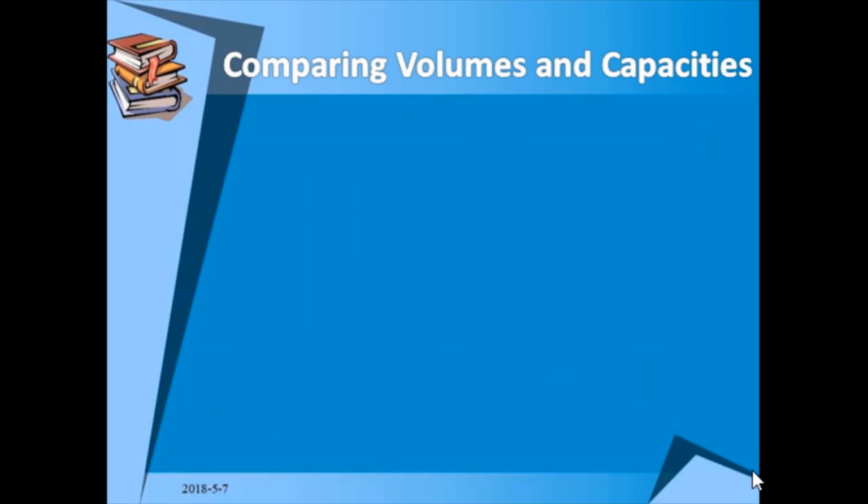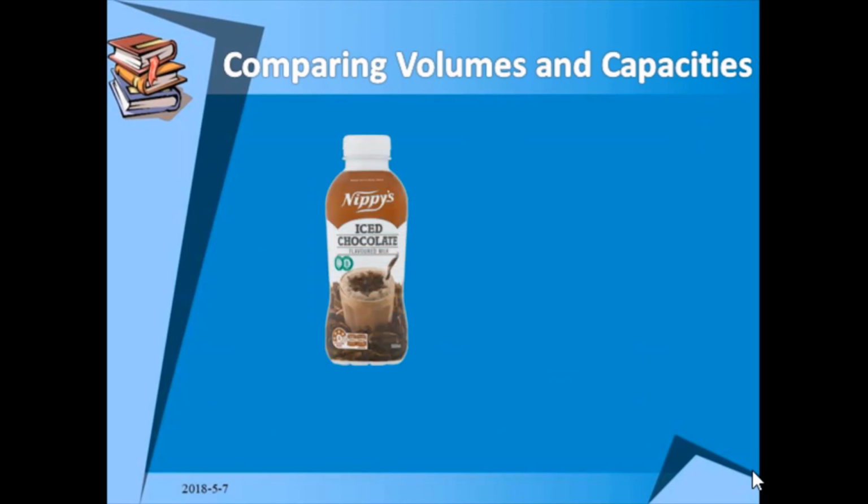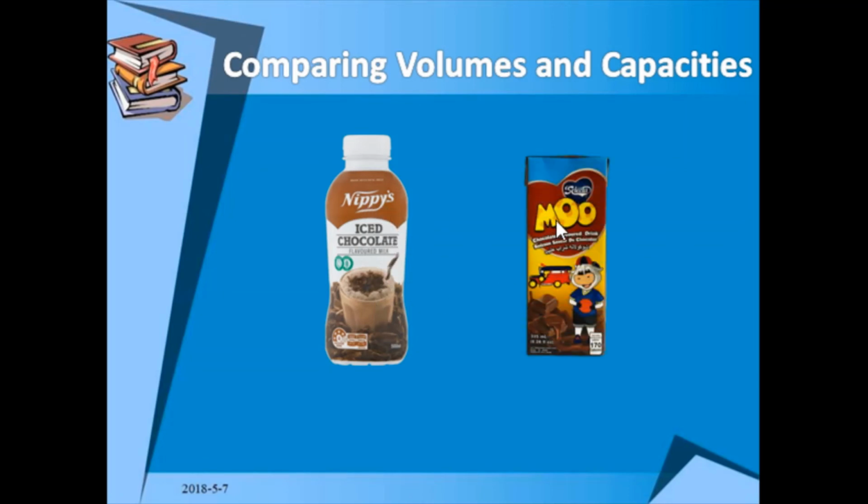Okay. Next, for instance, we have here again Nippy's Ice chocolate drink and Selecta's chocolate drink. Nippy's Ice chocolate is 330 ml, while the Selecta's chocolate drink is 175 ml. Now, how do you compare its volume and capacity?